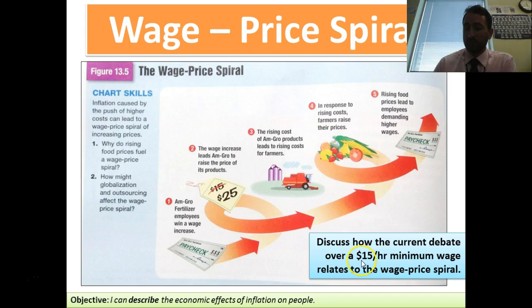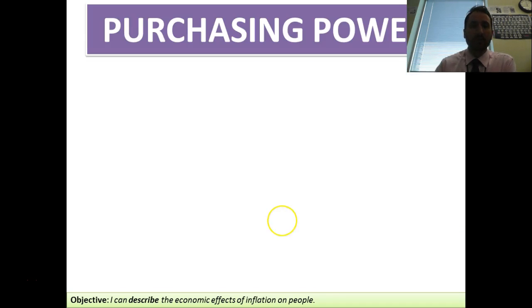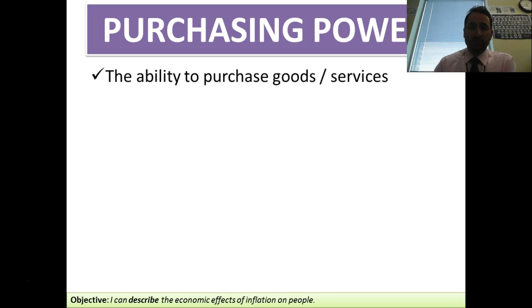Think about how that would apply to a $15 an hour minimum wage debate, especially if fast food restaurants like McDonald's start to raise the minimum wage, pay their employees $15 an hour, then that's going to translate into more expensive food items. It also affects our purchasing power, the ability to purchase goods and services.